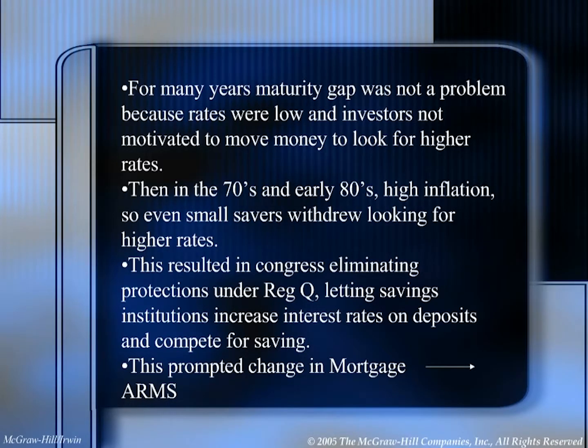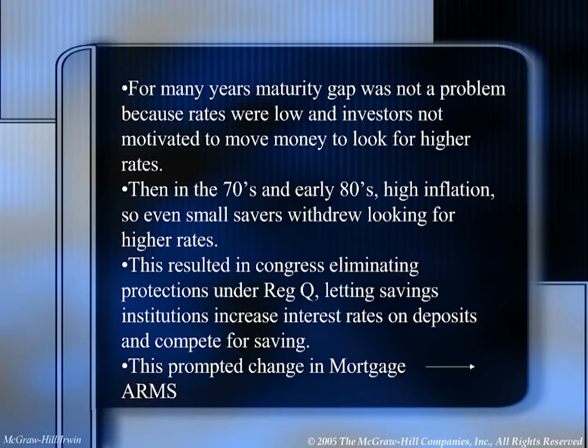So, just a quick history. For many years, this maturity gap wasn't really a problem because rates were low and investors weren't really motivated to move their money. Rates didn't change that much, so people just left their money in the savings accounts. Then in the 70s and early 80s, when inflation was high and money markets run by some of the mutual fund companies were getting 17, 18%, people didn't leave their money in the savings accounts anymore.